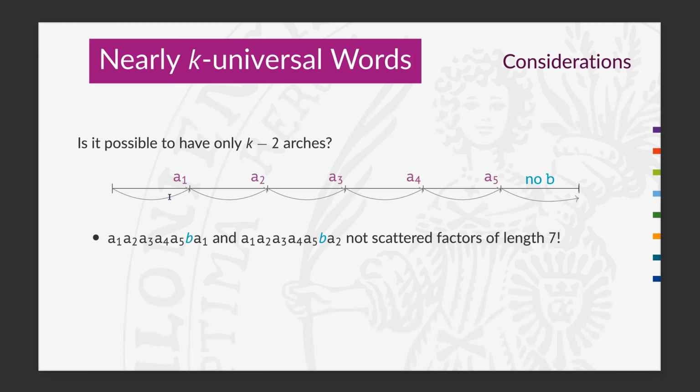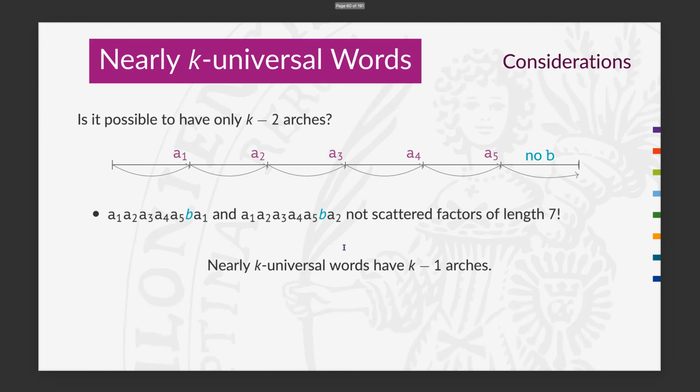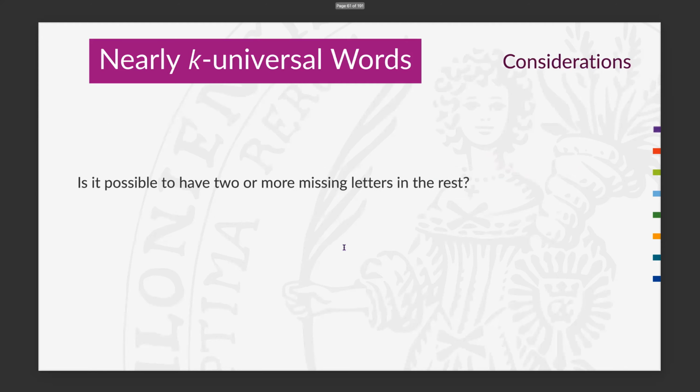But what I can do is I'm jumping this modus. Then I'm taking the B here. And then I can add A1 and A2 if the alphabet is large enough, so I need at least 2 different letters, I can add A1 and A2, and 2 scattered factors are missing, which means if I have K minus 2 arches and at least 2 different letters, then it cannot be nearly K universal. So we know nearly K universal words have K minus 1 arches.